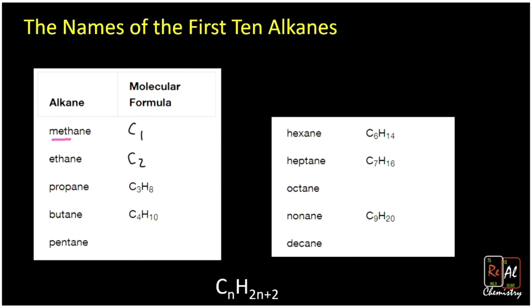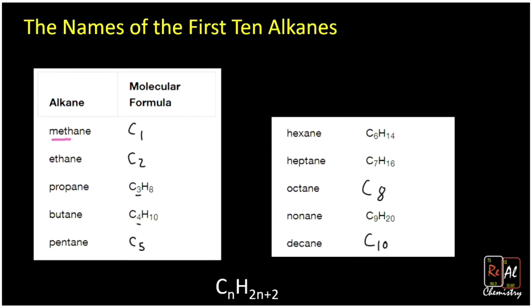This has 2 carbons. That has 3, 4, 5 carbons. And then hexane has 6, heptane has 7, octane has 8, and decane has 10. But not oxygens, carbons. What in the world? That ain't right. C8, C10. Okay. So now let's go ahead and fill in the rest of the formula.